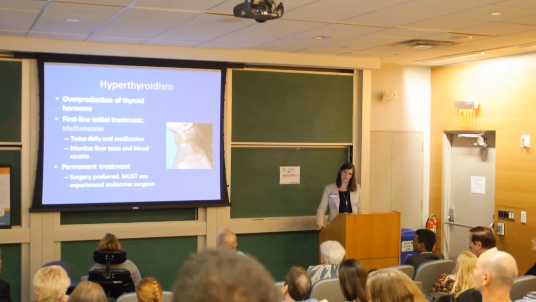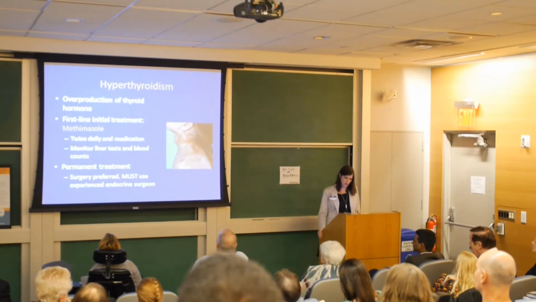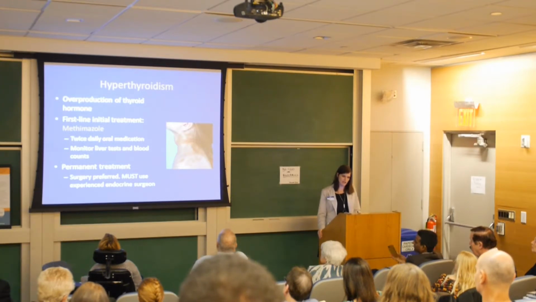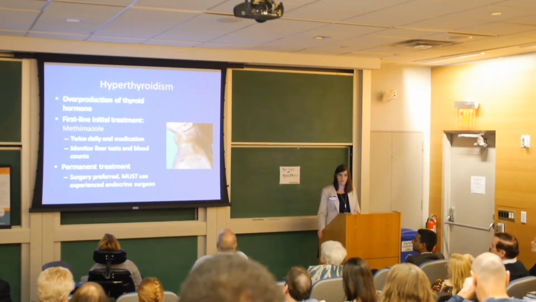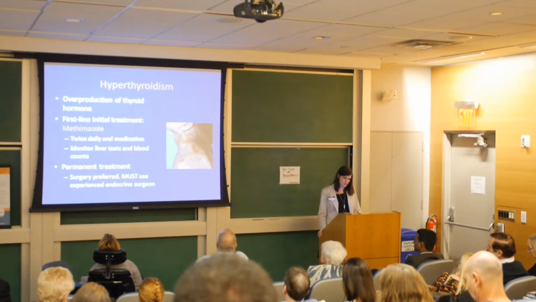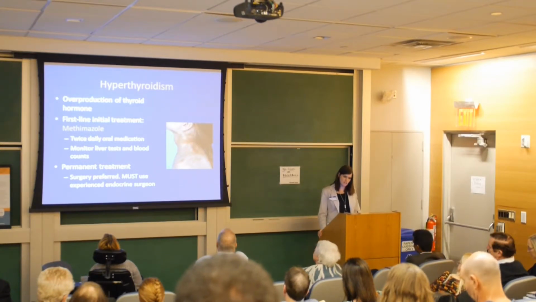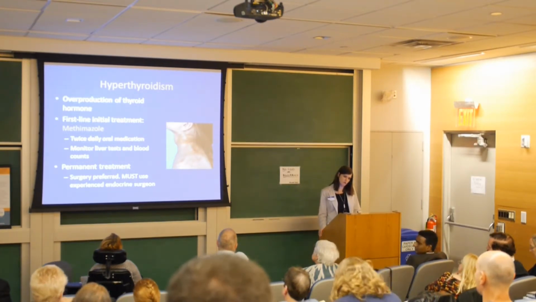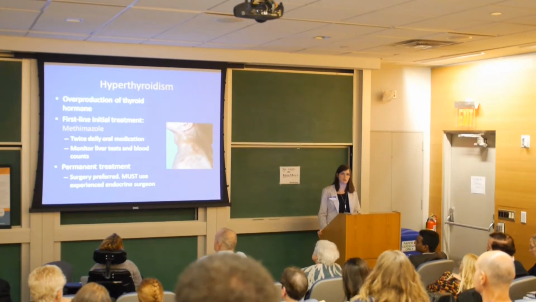Hyperthyroidism is probably the second most common endocrine complication in McCune-Albright syndrome, and it arises because the thyroid gland is overproducing thyroid hormone. The initial first-line treatment is methimazole. This is an oral medication that's given twice a day. It's very effective, works in most patients. There are rare but potentially serious side effects with this medication that need to be monitored for. Patients need to have their liver tests checked periodically and their blood counts checked periodically. And because of those side effects, most people elect not to stay on methimazole permanently.